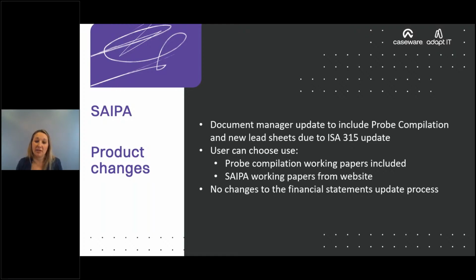So any file documents that you do want to pull in, you can, but as a standard, you'll have a probe compilation. Like I said, our ISA 315 change is in all our document managers. So for that reason, it just makes sense to do this all simultaneously. But it is very important that there was no change to the financial statement update process. So if you have a SAPA file, your document manager will change, like for all the other clients. The document manager will change, but your financial statements will retain. The update process will work exactly like it has in the past. So there's no change or additional work that you need to do there.